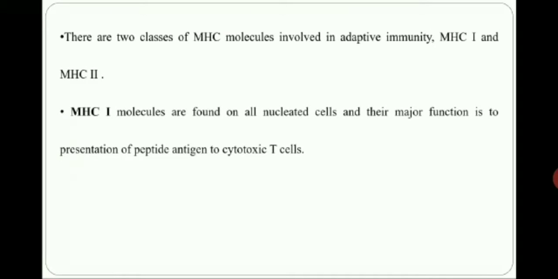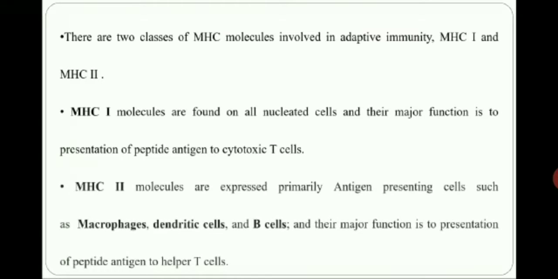Class 1 MHC molecules are found on all nucleated cells and they present antigenic peptide to cytotoxic T cells. While class 2 MHC molecules are generally expressed on the antigen presenting cells like macrophages, dendritic cells and B cells, and their main function is the presentation of antigenic peptide to T helper cells.